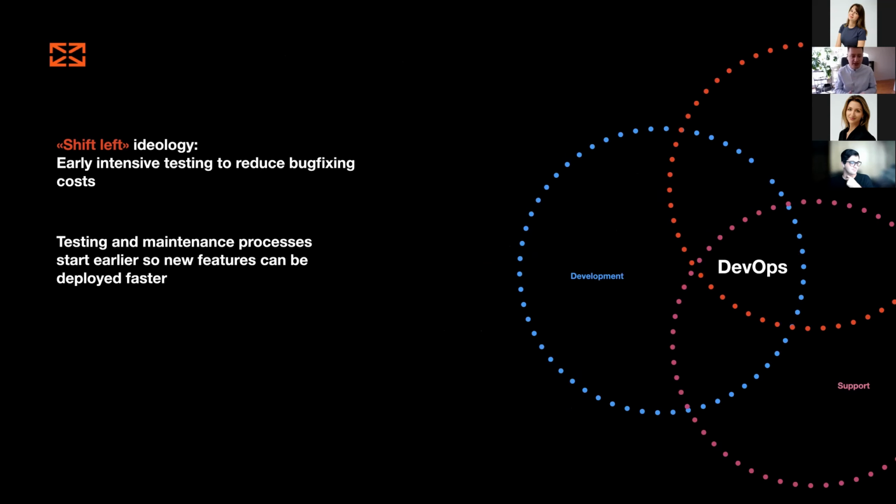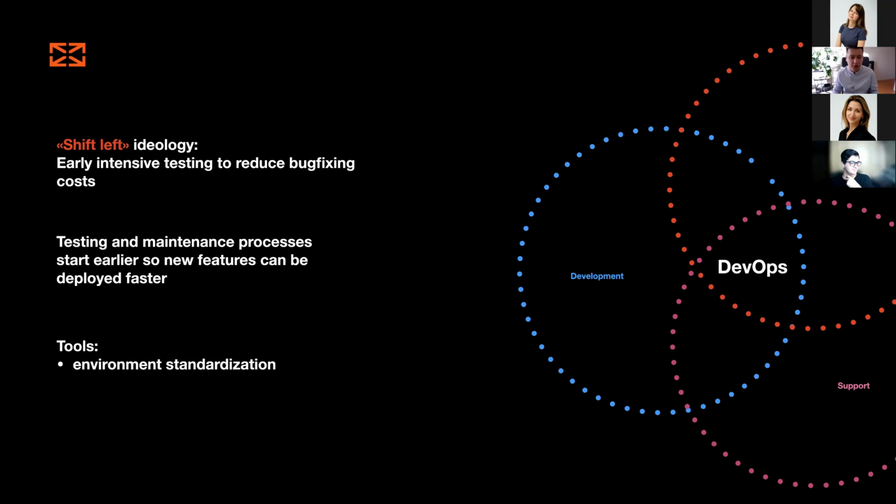So basically, testing and maintenance start earlier in the software lifecycle process, so we can start seeing bugs earlier, we can start seeing different maintenance problems earlier, and by doing so, we will decrease the amount of problems when we release the product into production. So this is basically to intensify the development routines.